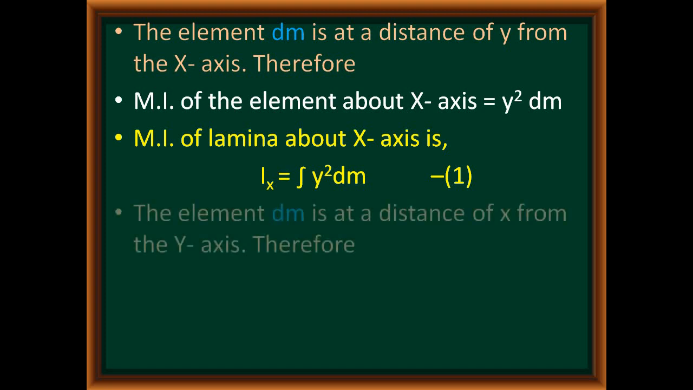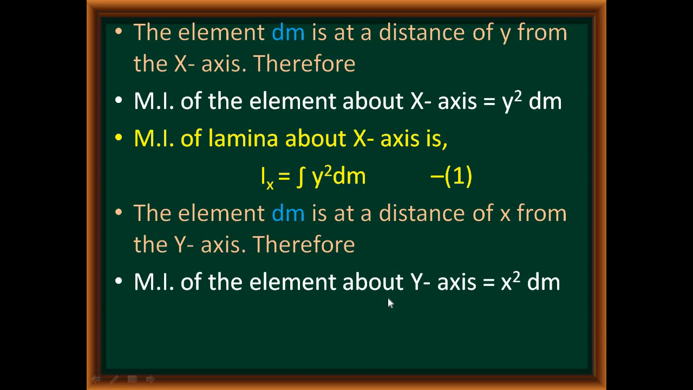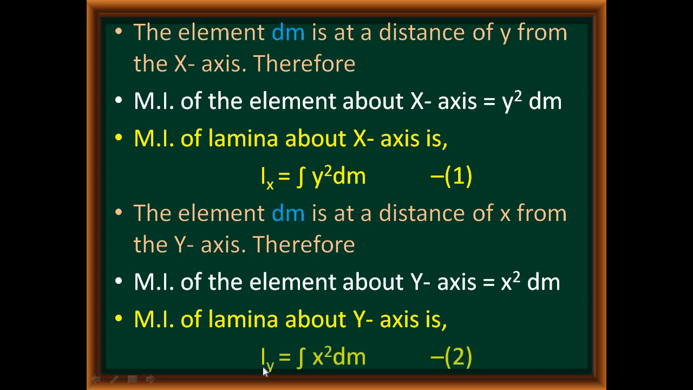Similarly we can find the moment of inertia of a lamina about y axis. This will be the moment of inertia of a lamina about y axis. त्याच्यासाठी आपण पहिल्यांदा एलिमेंटचा मोमेंट ऑफ इनर्शिया काढलेला आहे y axis साठी, तो x² dm असेल, आणि मोमेंट ऑफ इनर्शिया ऑफ ए लॅमिना अबाउट y axis तो Iy असेल. Iy is equal to integration of x² dm. This is equation 1, this is equation 2. Ix आणि Iy आपल्याला मिळालेले आहेत.